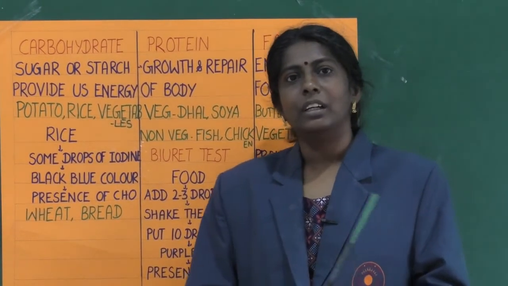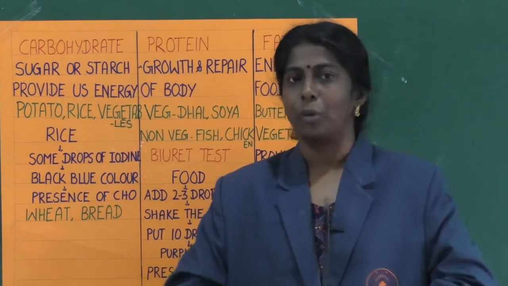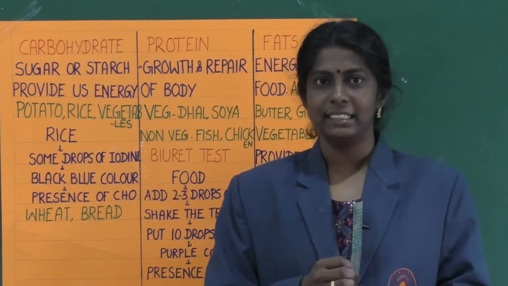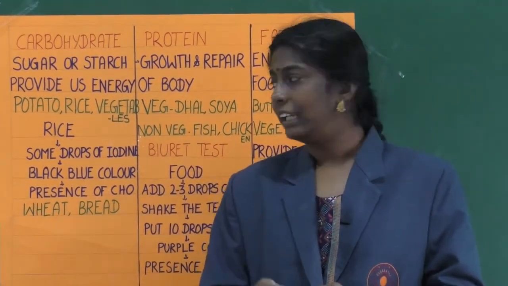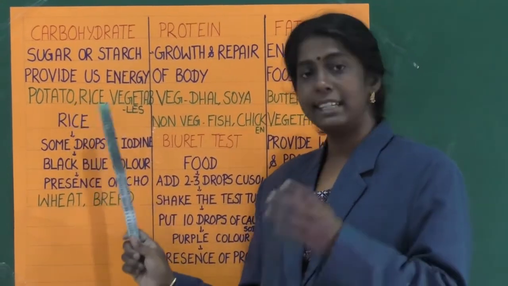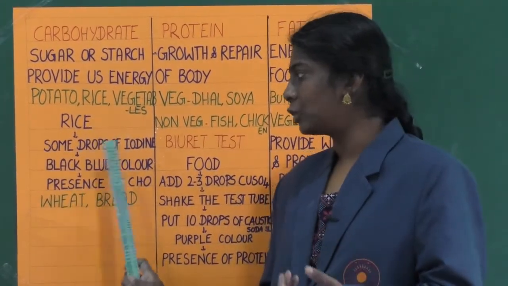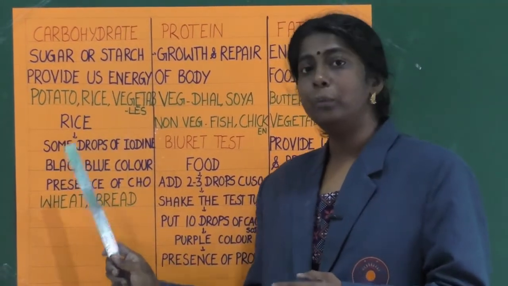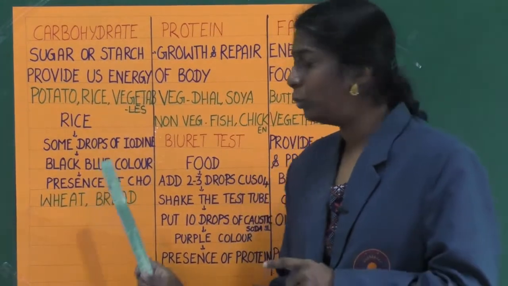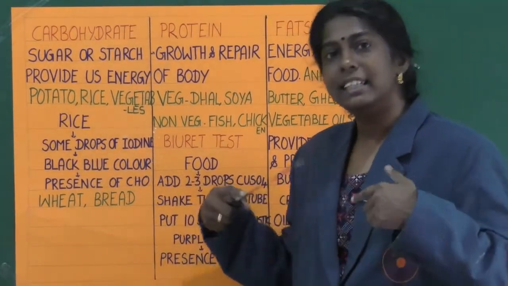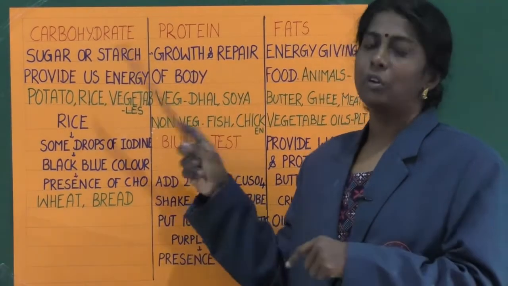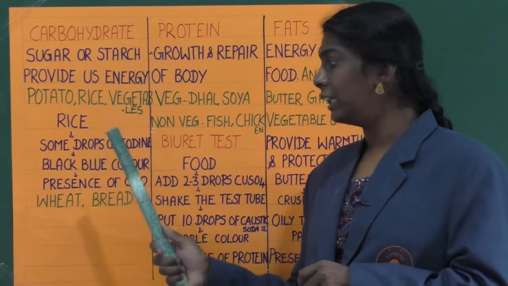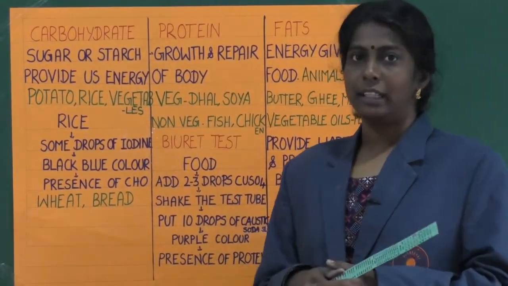Now if you want to test the presence of carbohydrate, what will we do? Take some rice, and then add some drops of iodine. After adding, the rice color will turn to black blue color. This black blue color is the indication of the presence of carbohydrate. So if you are getting this black blue color, it shows that carbohydrate is there in the respective food.